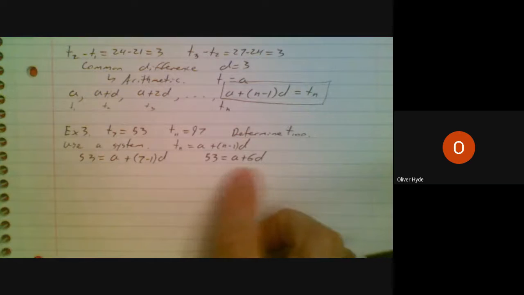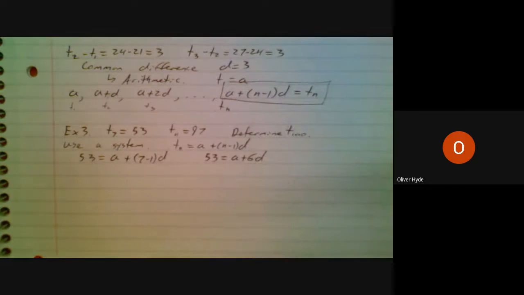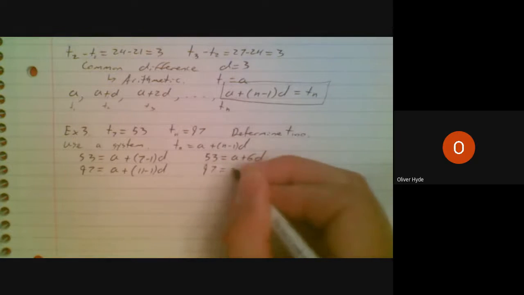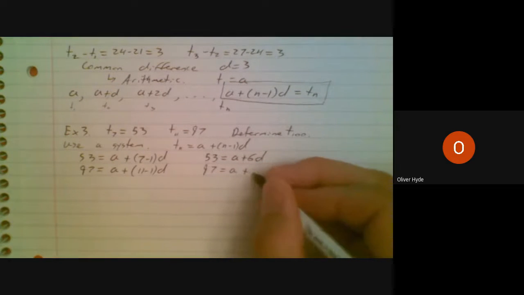Notice I can't use this to solve for a and d. There's an infinite number of possibilities. But I also know that 97, the 11th term, is going to equal the first term plus 11 minus 1 times d. Doing 11 minus 1 is a very simple operation, but I'm sure students would be confused if I just wrote 97 equals a plus 10 times d. So show your reader where these numbers come from.